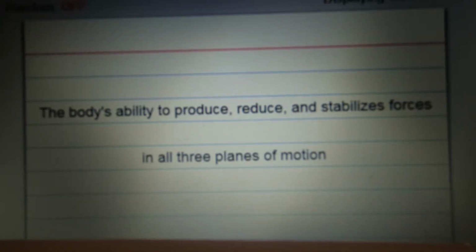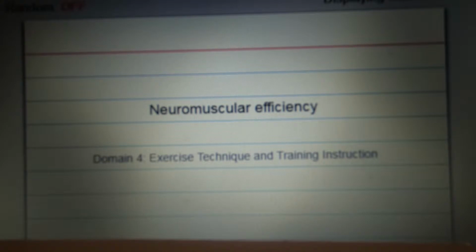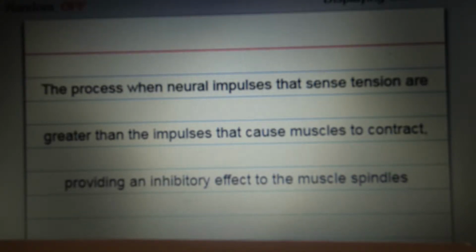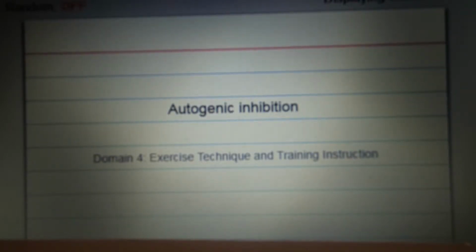The body's ability to produce, reduce, and stabilize forces in all three planes of motion. Neuromuscular efficiency. The process when neural impulses that sense tension are greater than the impulses that cause muscles to contract, providing an inhibitory effect to the muscle spindles. Autogenic inhibition.